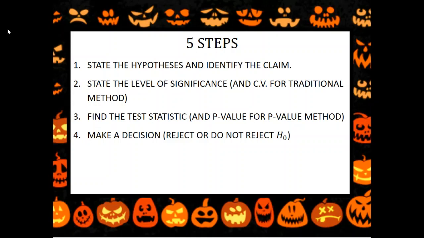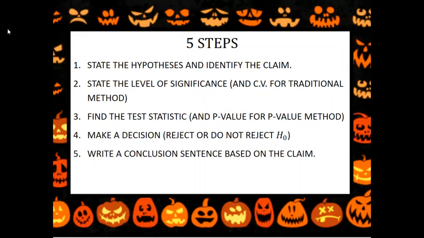So then step 5 is to state your conclusion. Remember, this is based on what your claim was. If your claim was the null hypothesis, it's going to sound different than if your claim was the alternative hypothesis. So make sure that you're wording this correctly. You're going to write your conclusion sentence. It'll be based on whatever your claim was.